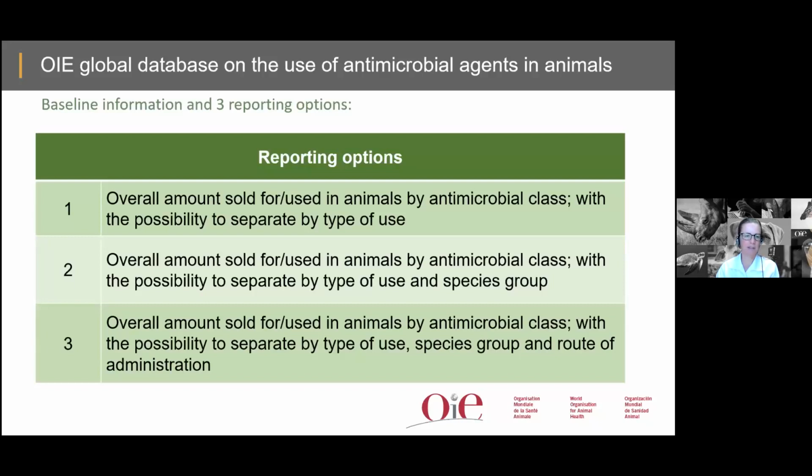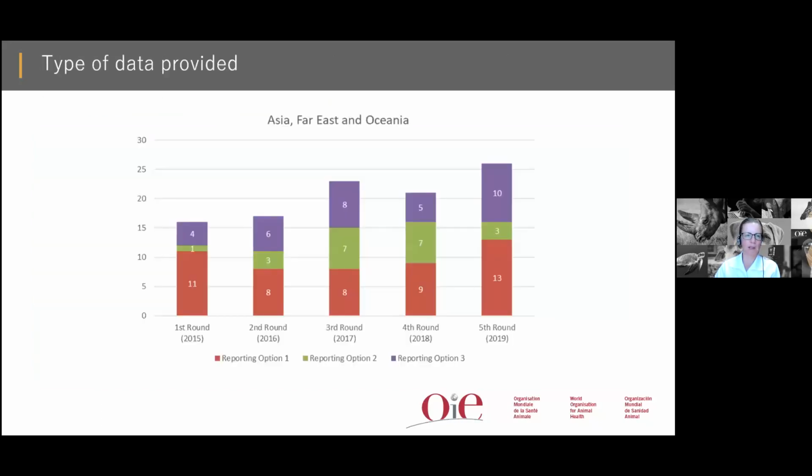And the third level of reporting, we will have this information, so the overall amount sold for or used in animals, with the possibility to separate by type of use, species group, and also route of administration. So this would obviously let us know whether it was an in-feed or water or injectable, for example, administration. And this is the type of data that we're getting.